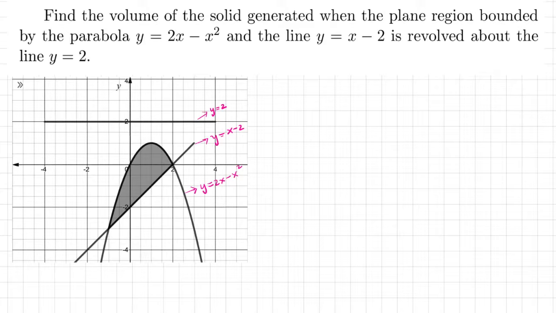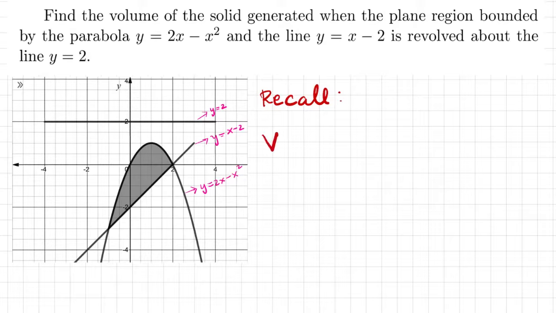bounded by the parabola y equal to 2x minus x squared. So in the graph, this is the parabola. And the line y equal to x minus 2, so this is the line, is revolved about the line y equal to 2. This is y equal to 2. Okay? So first, we want to recall the formula for the volume of the solid using Washer's method.